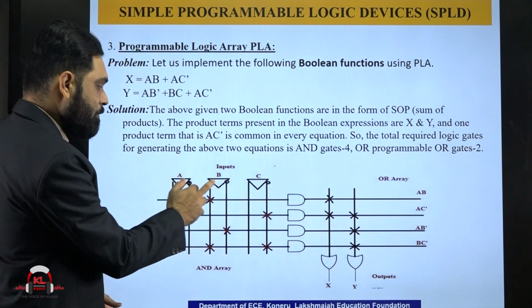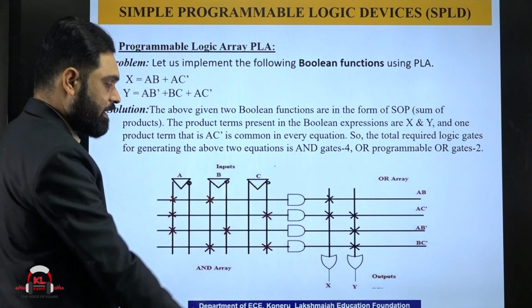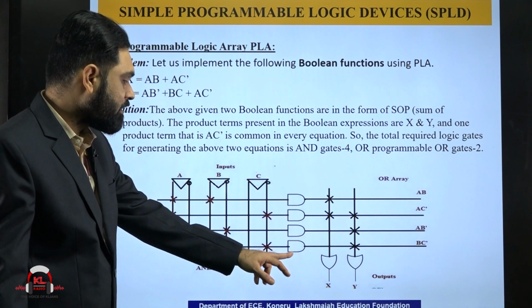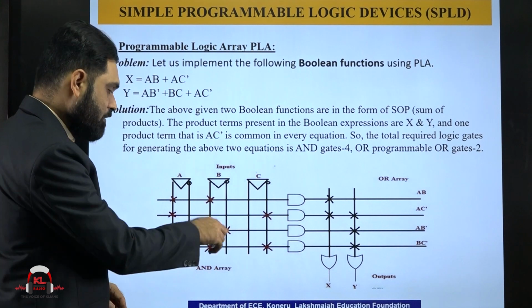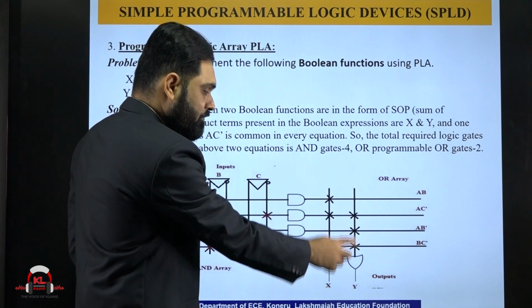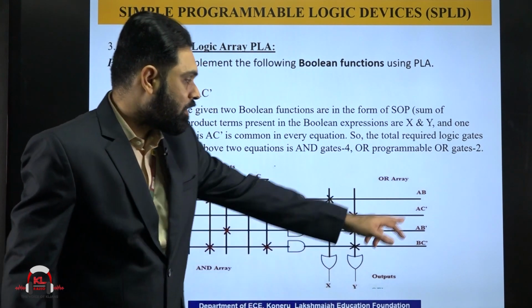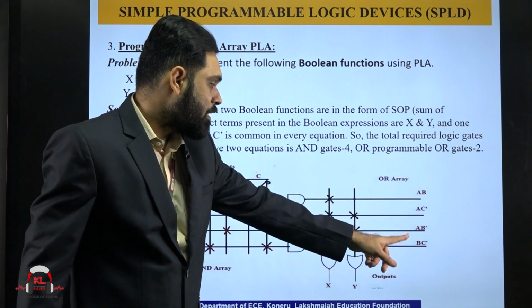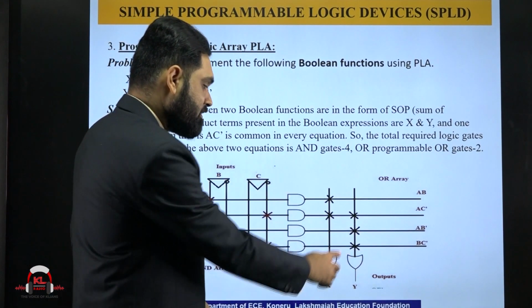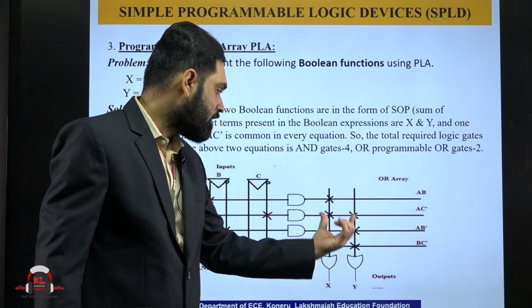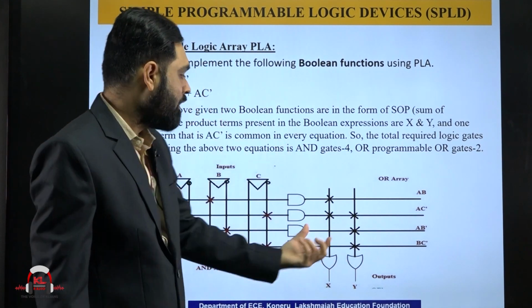Just look here, A, B, C, A bar, B bar, C bar are taken, all input combinations are taken, and where you want to connect these AND gates, you have the flexibility to connect at any location, and these OR gates also you have the flexibility. Whatever expressions you have, AB, AC bar, and AB bar, BC, AC bar, you have the flexibility to connect. So these OR gates are connected according to the given expression.